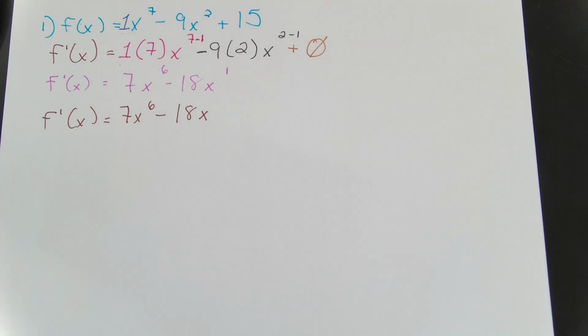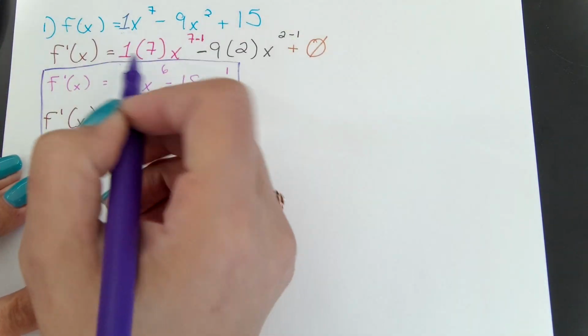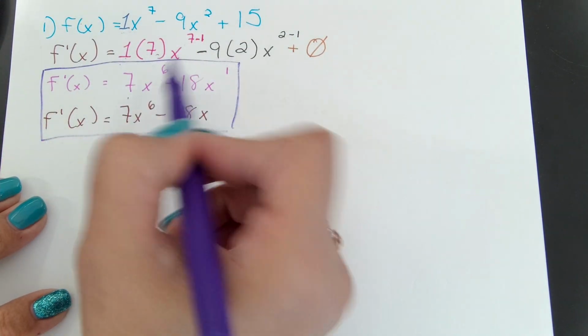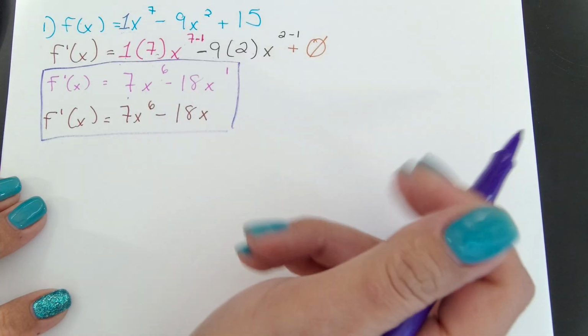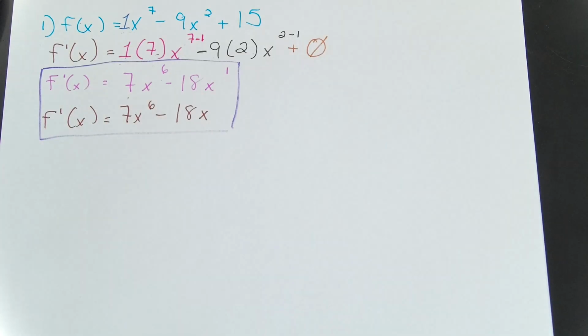Wait, miss, that's the answer? Yeah, that's the answer. I did simplify. 1 times 7 is 7. 7 minus 1 is 6. Wait, so how do you know when we're for sure done? When it looks like that? It's not always going to look like that. It depends on the equation. But it's always when you simplify from the formula, from the rule.